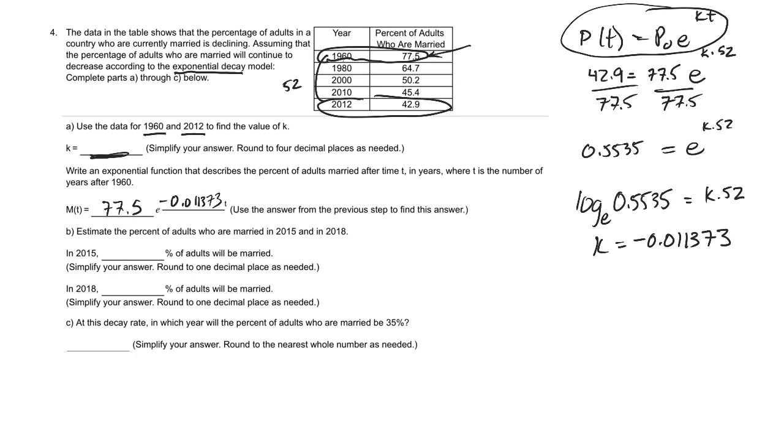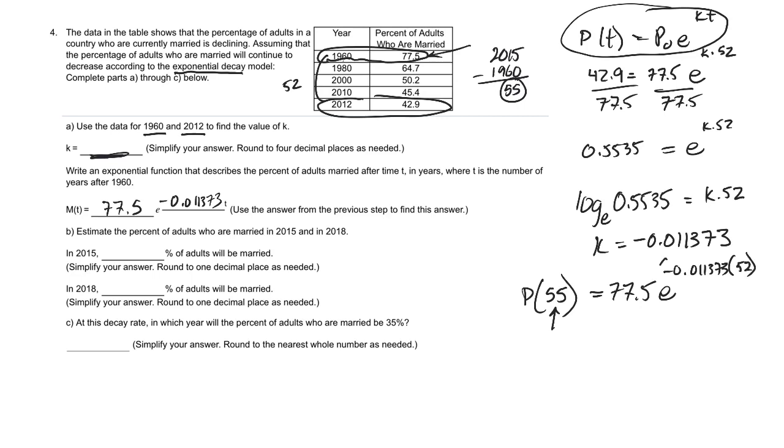So 2015, if I go 2015 minus 1960, I know that's 55 years. So then I'm going to use the same formula and figure out what the value of the function is if the time is 55 years. So it's equal to what I start with, 77.5 e to the k, negative 0.011373 times 55. Okay, and just plug that in my calculator.